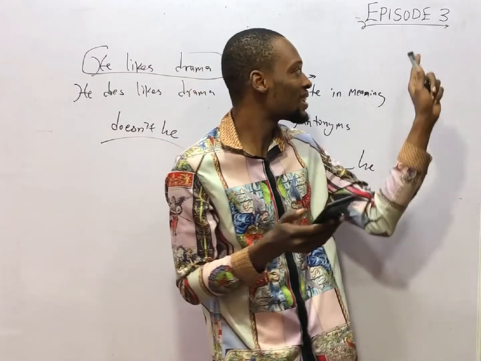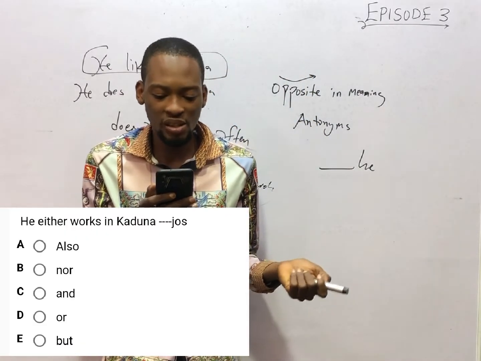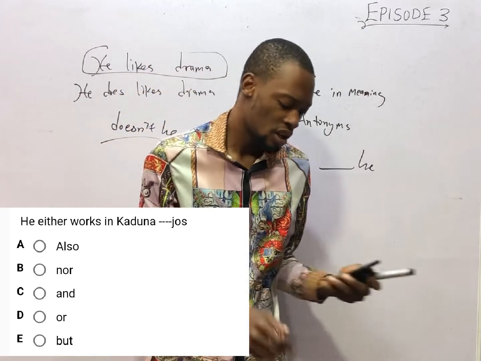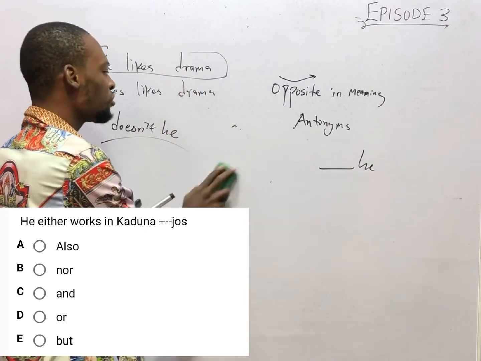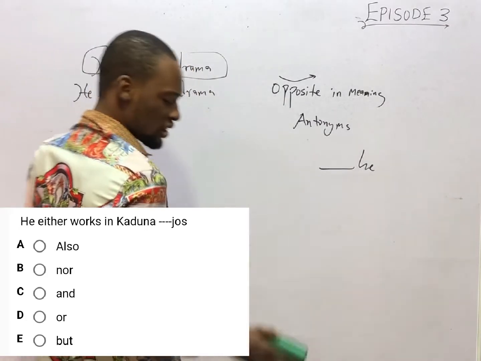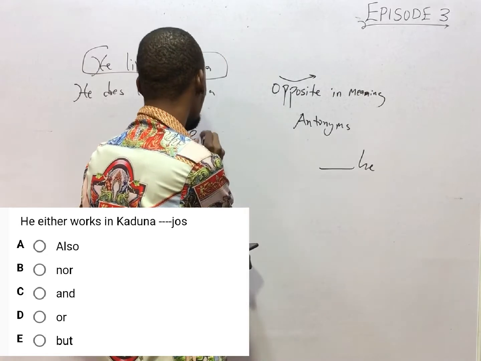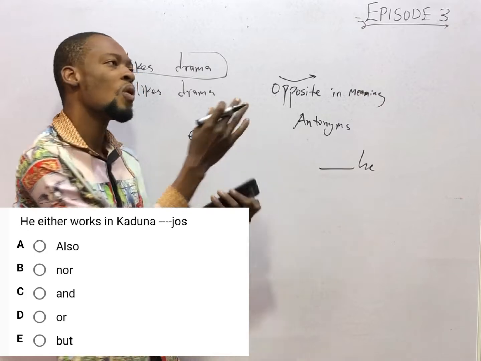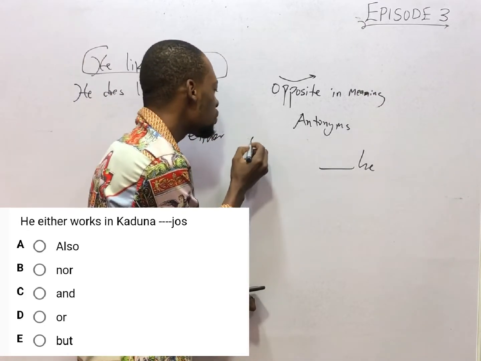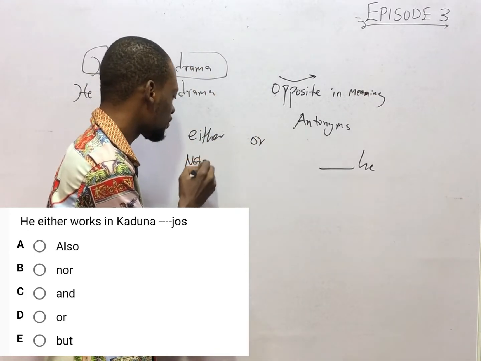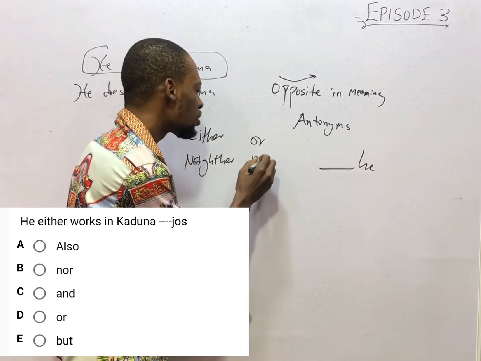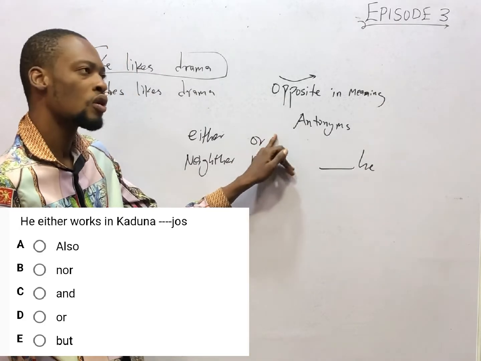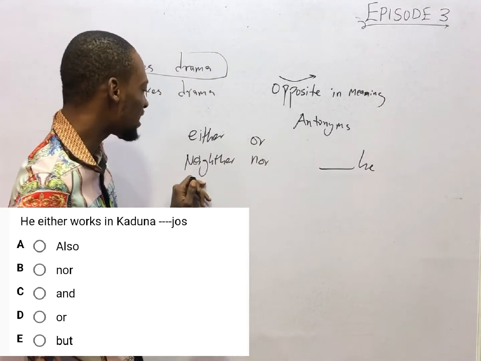And the final question for this episode says, he either works in Kano dash Jos. This is under concord. Now, there are some words that must be used together. Anytime you are given either, it is used to represent two things, which means this can go or that can go. So either would always go with or, and neither would always go with nor. Don't ever use either and nor, and don't ever use neither and or. So either this or that, neither this nor that.